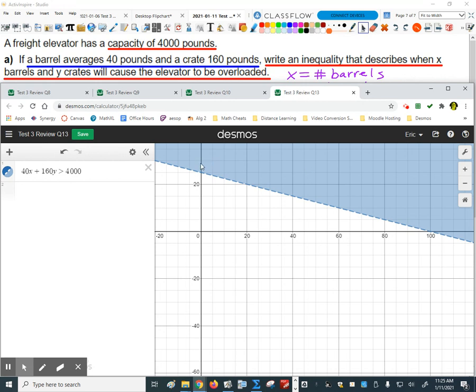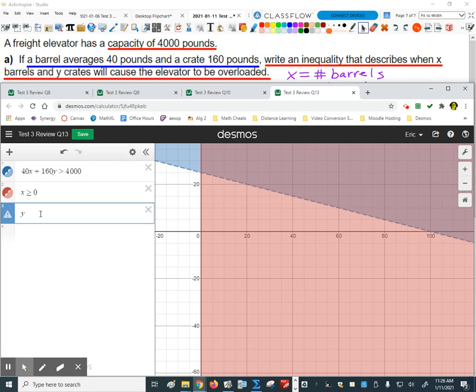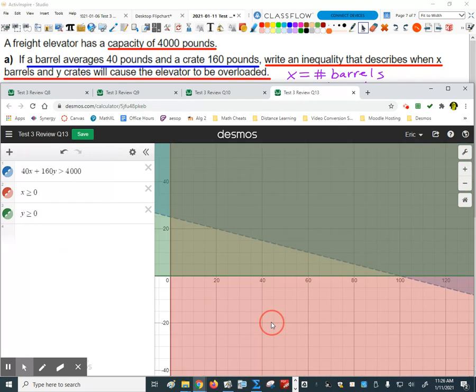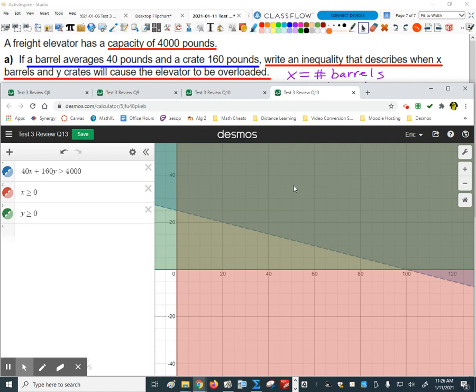And I guess we probably should add a couple more things, right? Because X and Y, if those are the number of barrels and the number of crates, they can't be negative, can they? Right. So once again, this goes back to that discussion we had earlier. We probably need to say something like X is greater than or equal to 0, and Y is greater than or equal to 0. And then we get something like that, don't we? So now it's only this region up here. So any point in that region up there is going to represent a value of X and Y that would overload the elevator. Does that make sense, everybody?